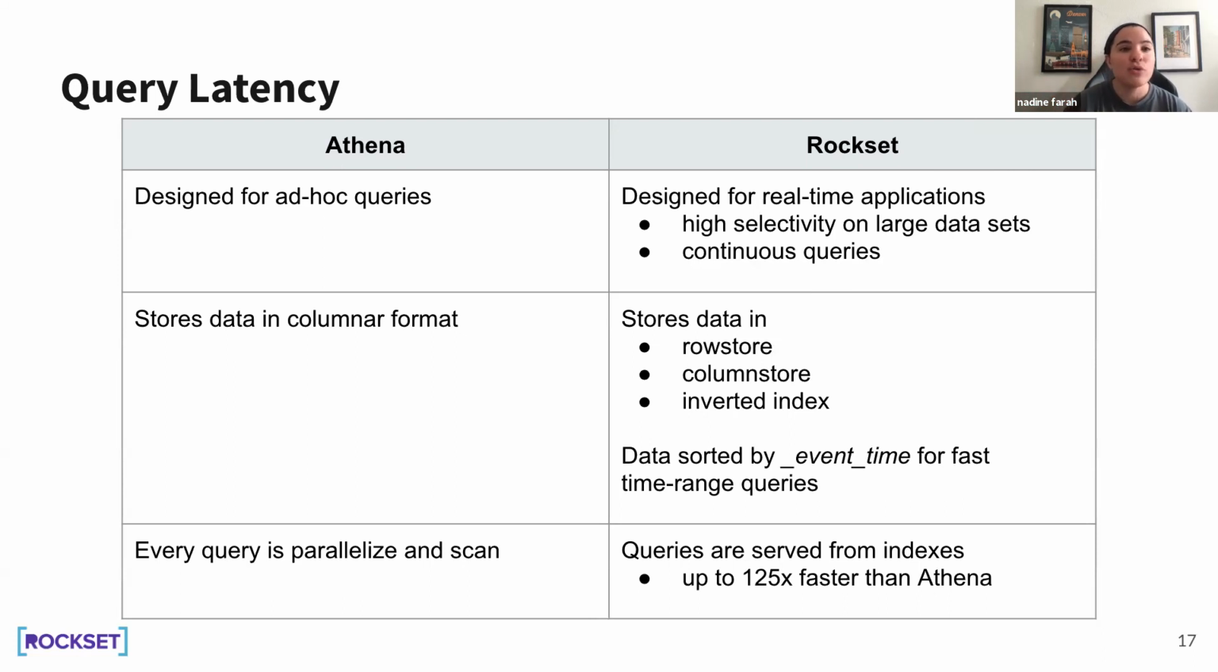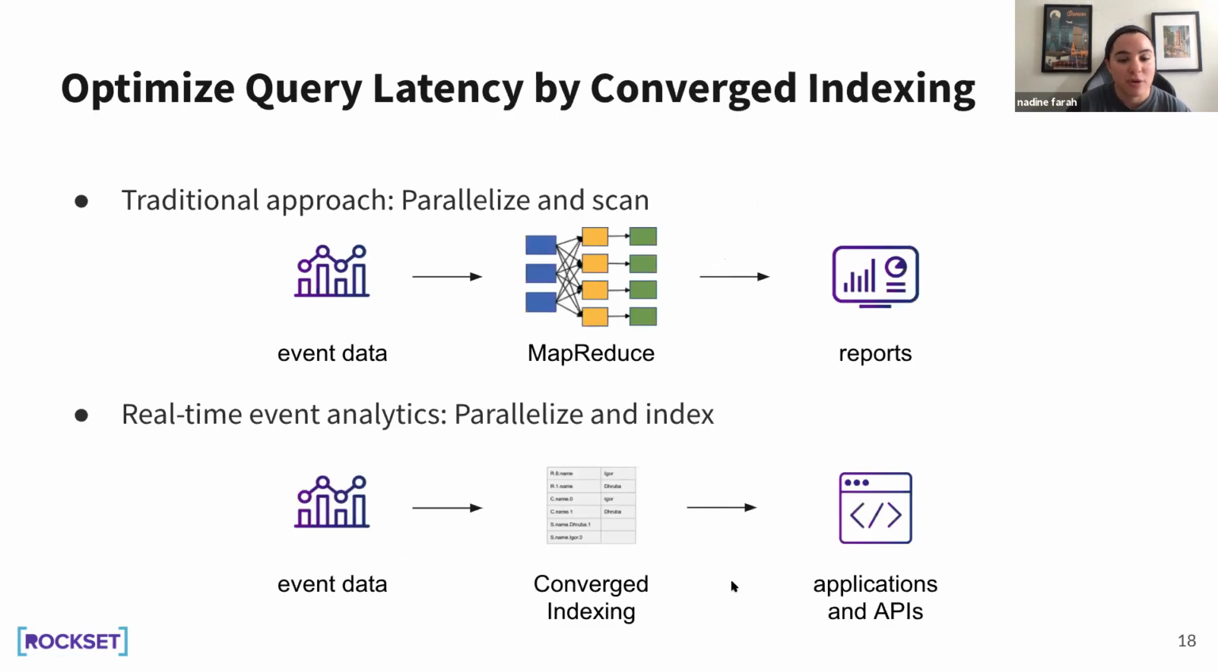On the last row of the screen, you can see that we cover the architectural differences between Rockset and Athena. This row says every query is parallelized and scanned. So Athena is essentially a parallelized and scanning system, which basically means you parallelize everything and then you scan each piece of data. While in Rockset, queries are served from the indexes. Because Rockset indexes the data, you get better performance than scanning. And we're actually going to dive into this part further in the next slide.